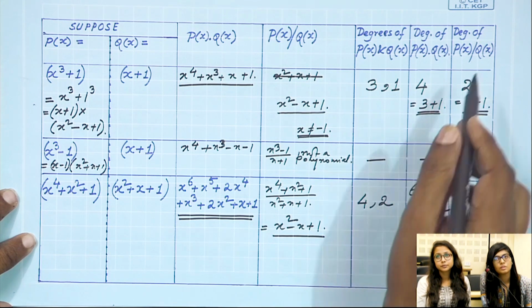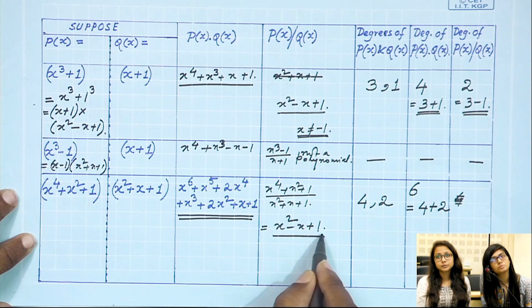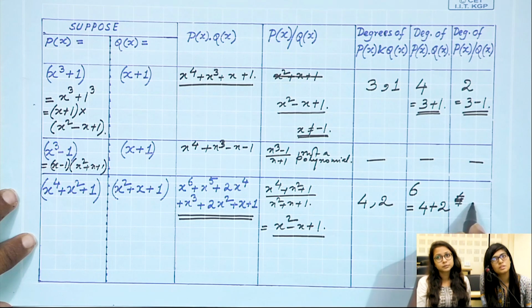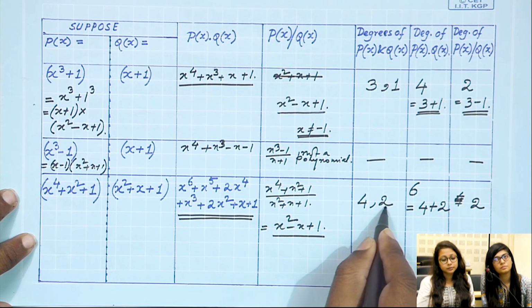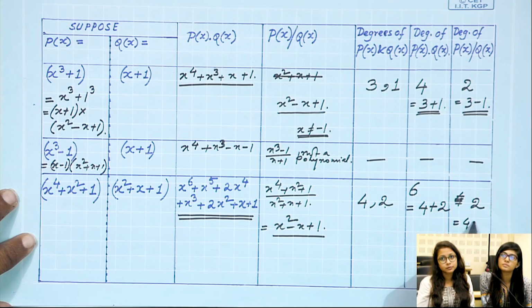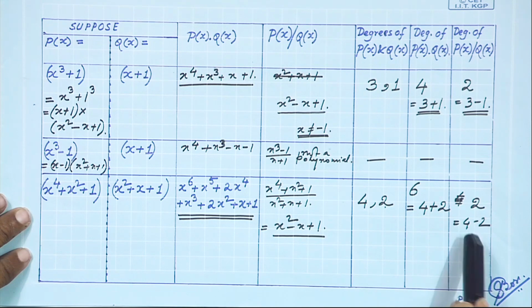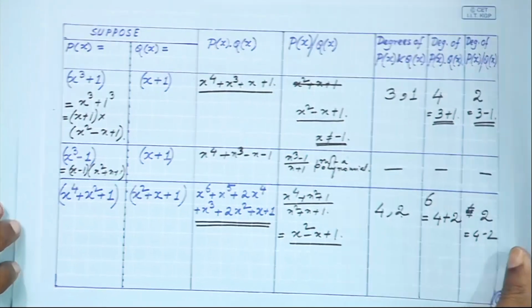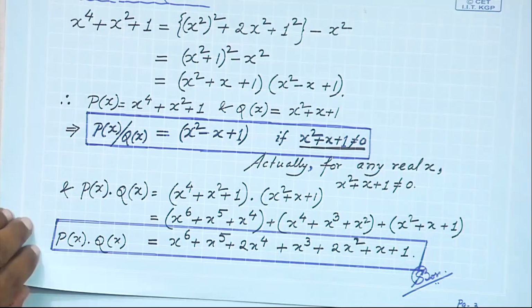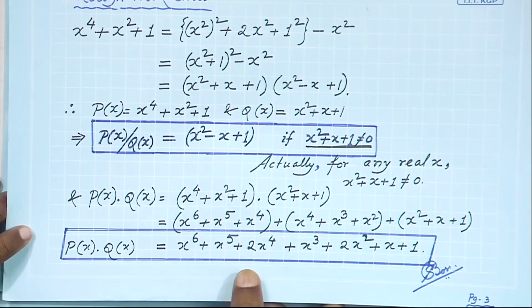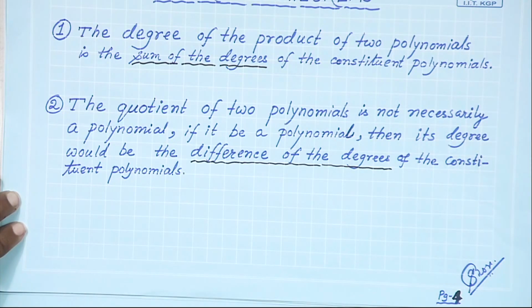And for the quotient we are getting x square minus x plus 1. The degree of Px by Qx, that is x square minus x plus 1, is 2. If we subtract this 2 from 4, then we are getting this 2. Therefore, this 2, that is the degree of the quotient of Px and Qx, is the difference of the degrees of Px and Qx. Now, we are getting two important theorems. This was the rough worksheet where Px into Qx and Px by Qx was done.